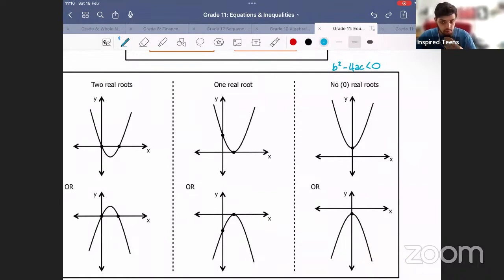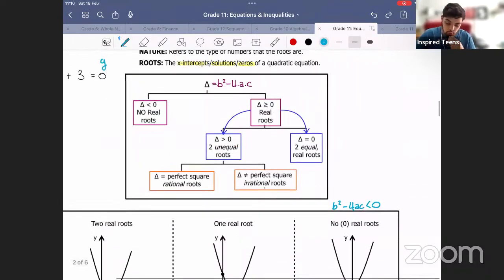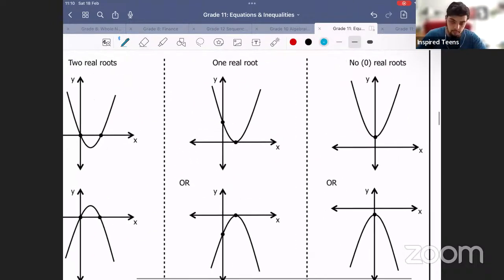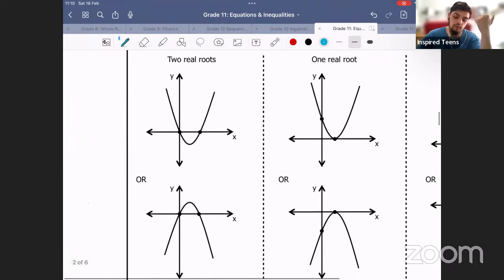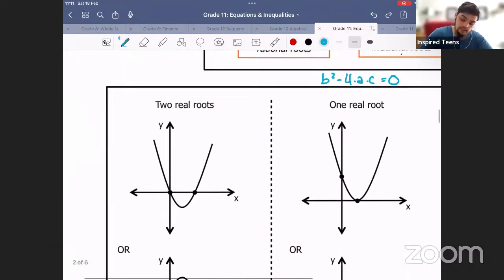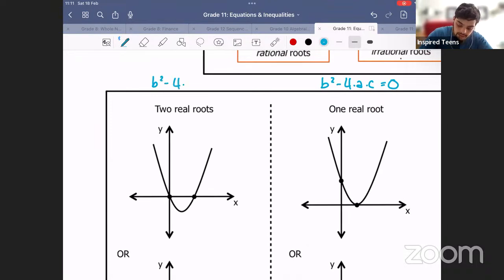Then we have one real root. One real root is basically two equal roots, because it's technically one number. This is when b squared minus 4ac is equal to 0. And actually, the turning point is on the x-intercept. The turning point is technically 2 points on the x-intercept, so therefore we say two equal roots. Then we have two real roots, which is technically two real unequal roots. This is when b squared minus 4ac is greater than 0.